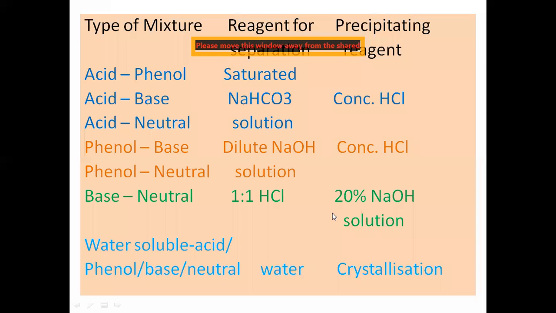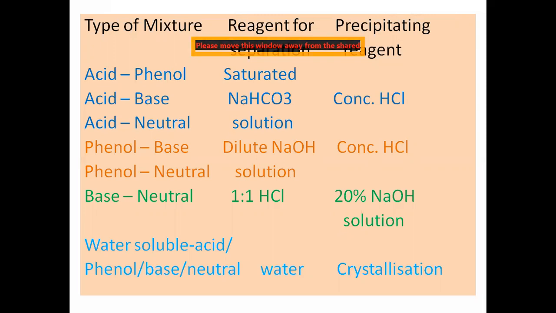First, when they give you the mixtures, you have to do the solubility test. Then further you will do the acid test, base test, and the phenol test. That you have to do in a small amount of mixture. And once you know your combination of this mixture, whether it is acid phenol, acid base, or acid neutral, then you will do the bulk separation.